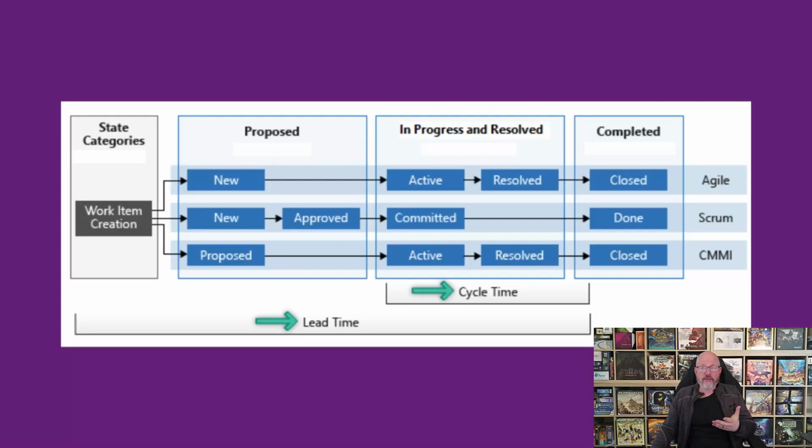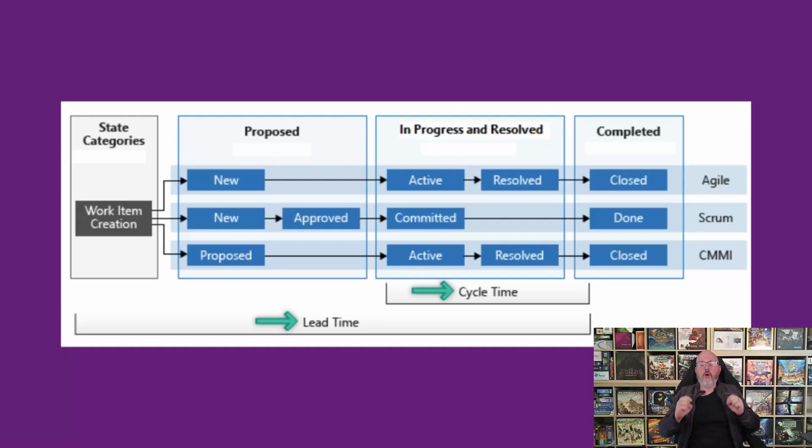I prefer the Scrum process because I believe it's the most generic, although I do make some changes to it. Here's the Scrum process. We go from new to approved to committed to done. In the Agile process, which is the other most common one, people go from new to active, active to resolved, resolved to closed. But the vertical columns here, proposed, in progress, resolved and completed, give you an indication of how those states are going to be treated by Azure DevOps under the covers.